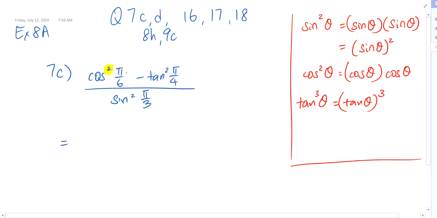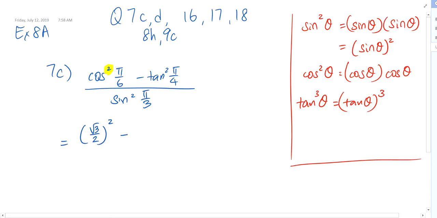Cosine square pi over 6 is the same as cosine pi over 6, whatever the value is, we square it. So what is cosine pi over 6? How much is cosine pi over 6? Come on. Root 3 over 2. Okay, so we've got root 3 over 2, and I have to square it.